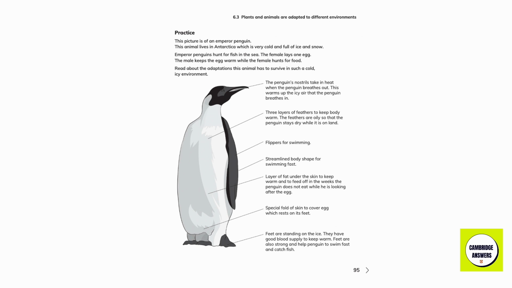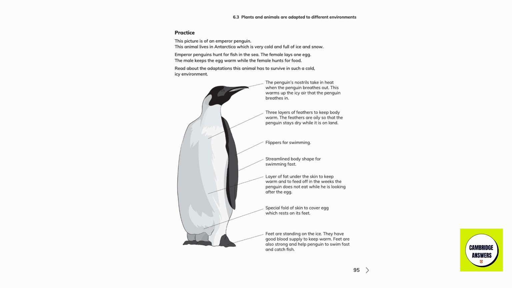Practice. This picture is of an emperor penguin. This animal lives in Antarctica, which is very cold and full of ice and snow. Emperor penguins hunt for fish in the sea. The female lays one egg, the male keeps the egg warm while the female hunts for food. Read about the adaptations this animal has to survive in such a cold, icy environment.